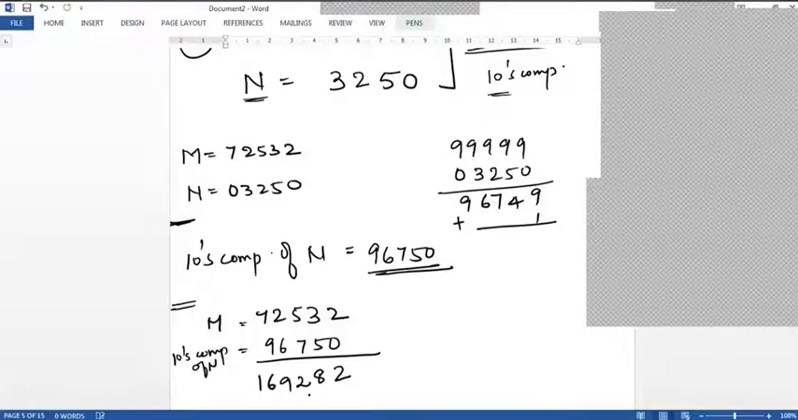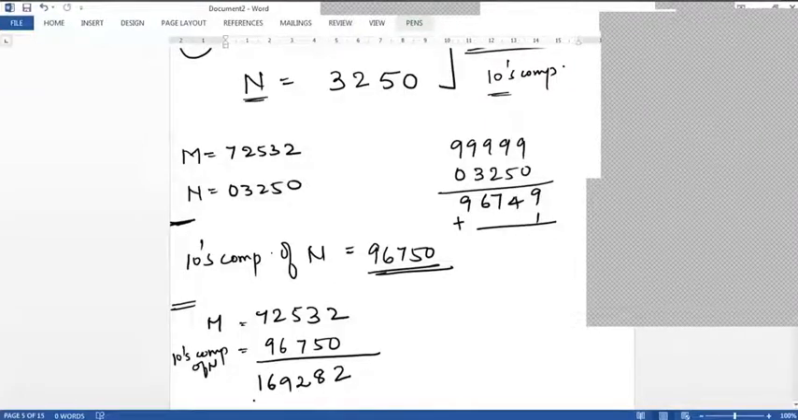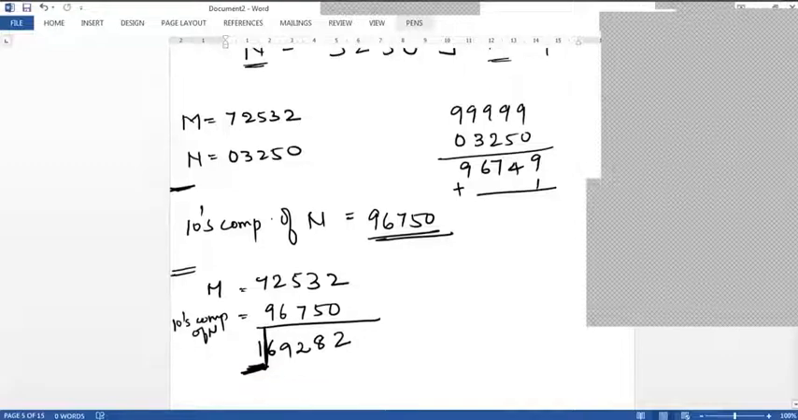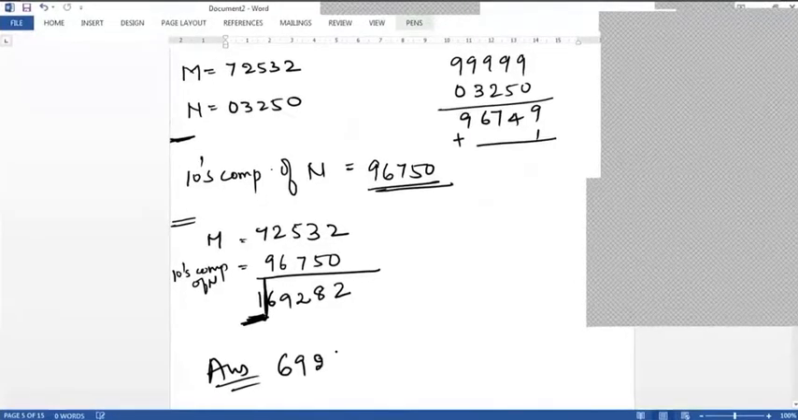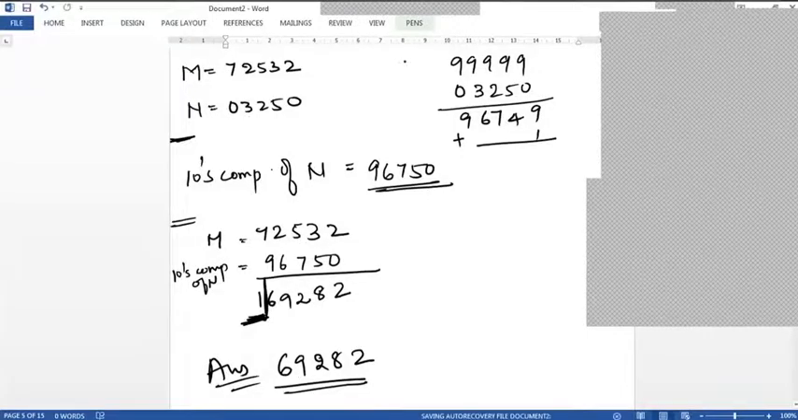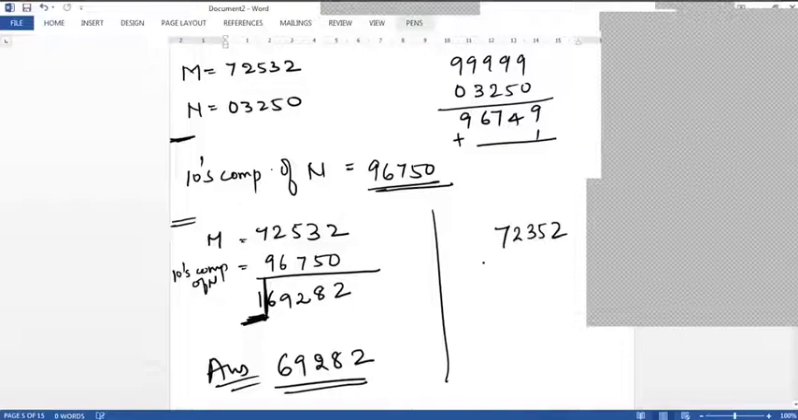What did I get? 169282. What is 1 over here? 1 is the carry. So if you get a carry, just ignore it and your answer would be 69282. Understood? Is it simple? चेक करो, नॉर्मल सब्ट्रैक्शन हम सबको आता है, 72532 minus 3250. Check whether you are getting the same answer.